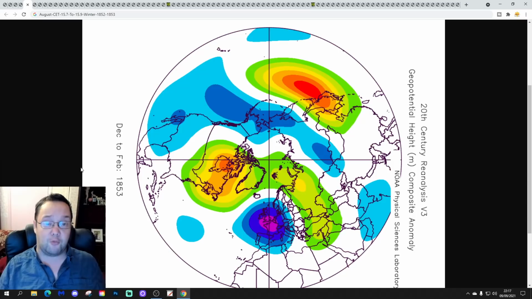Our next winter is going to be 1852-1853. This one, again, with quite a lot of northern blocking, extending back into the Arctic with below average heights across western parts of Europe.